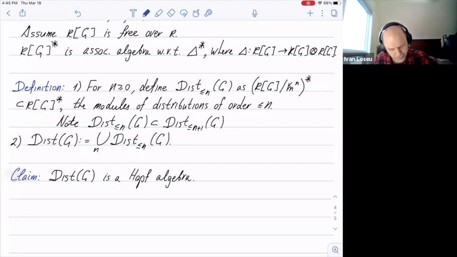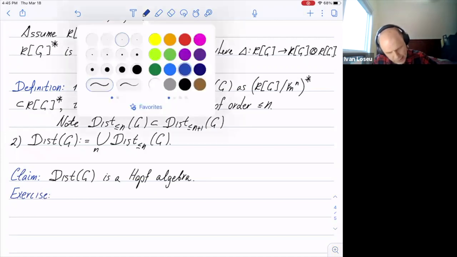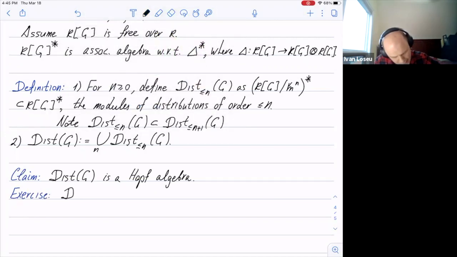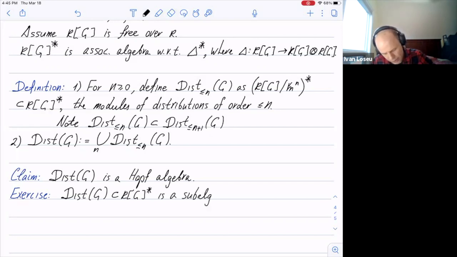So, exercise: Dist G sits inside of an associative algebra. And in fact, it is a subalgebra. It's closed under taking products. And that's a nice exercise.